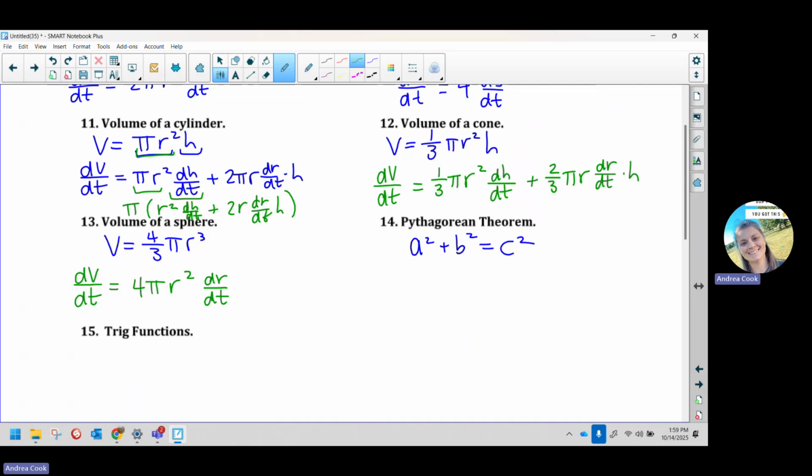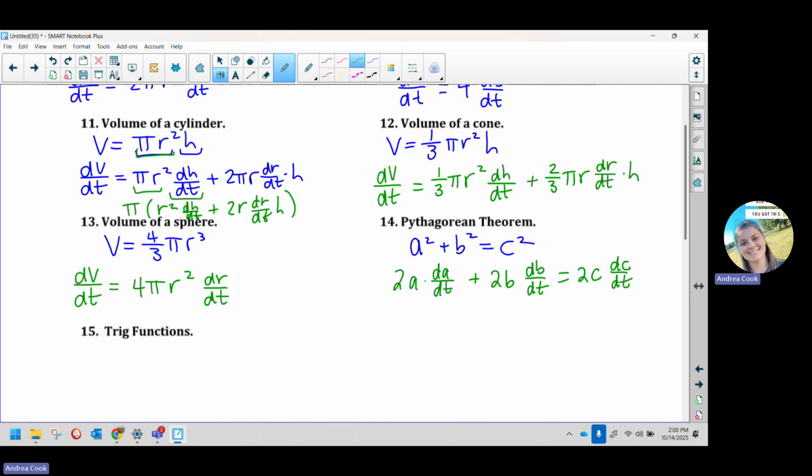For the sphere, I went ahead and simplified it. Take a minute to check to make sure you got those correct. Again, if you left the 1/3 pi out in front, if you distribute the 1/3 pi, you should get my answer.